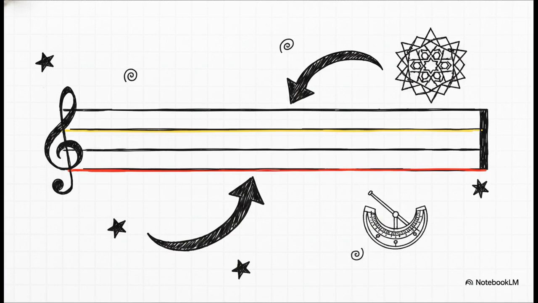He took existing concepts and perfected them into a 4-line staff, initially using red and yellow lines to establish absolute pitch on a grid. He also invented solfeggio, those syllables ut, re, mi, fa, sol, la, which you probably know today as do, re, mi.